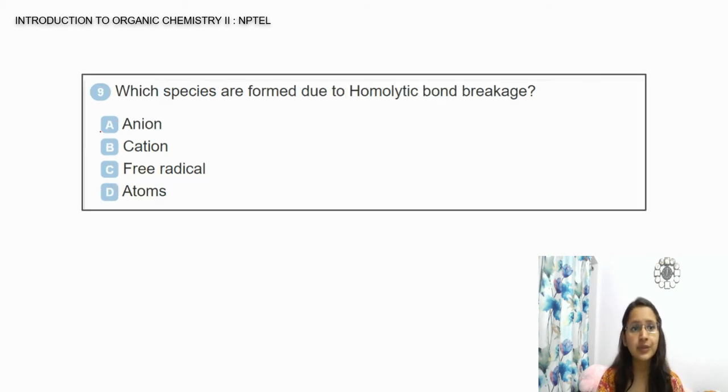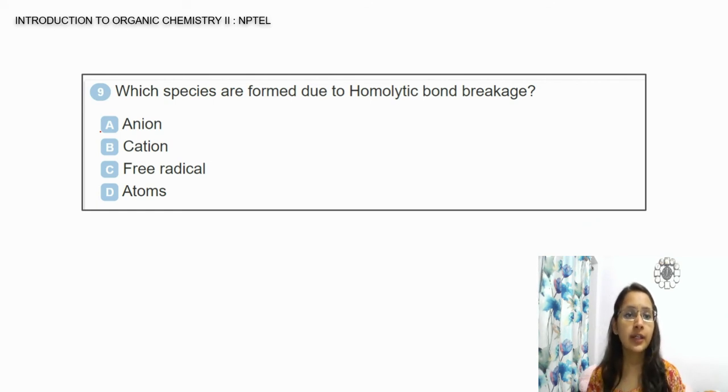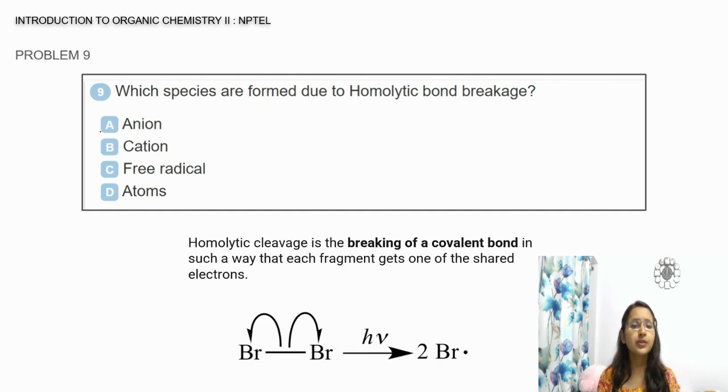Now I'm going to problem 9. Here they are asking which species are formed due to homolytic bond cleavage. Right? So first we have to know what homolytic bond cleavage is. A homolytic bond cleavage is nothing but a breaking of a covalent bond, right? A breaking of a covalent bond in such a way that two atoms will each get one electron of the shared pair, right? So as we know, a bond is formed with two electrons.